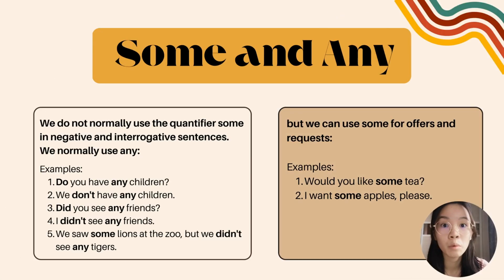For the next part, we will look at some and any. We do not normally use the quantifier some in negative and interrogative sentences. We normally use any in this case. For examples, do you have any children? We don't have any children. Did you see any friends? I didn't see any friends. We saw some lions at the zoo, but we didn't see any tigers.